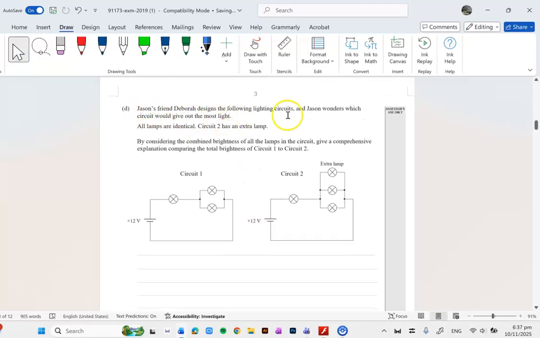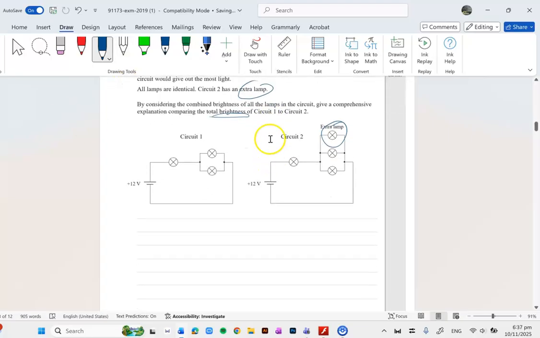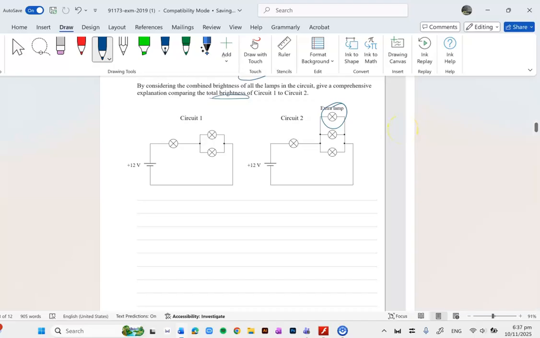Oh, this is going to take forever. All lamps are identical. Circuit 2 has an extra lamp. By considering the combined brightness, compare the total brightness of circuit 1 to circuit 2. I'm just going to cover the main points. So, extra lamp in C2.